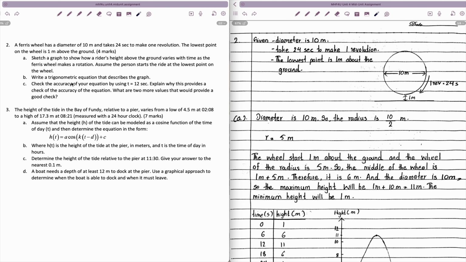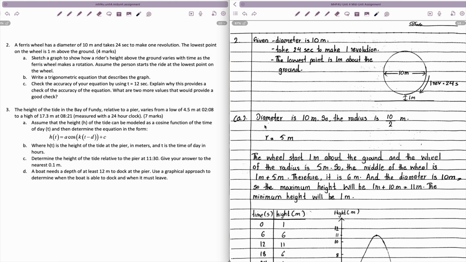For number 2, a Ferris wheel has a diameter of 10 meters and takes 24 seconds to make 1 revolution, and the lowest point on the wheel is 1 meter above the ground. So the given is the diameter is 10 meters and it takes 24 seconds to make 1 revolution, and the lowest point is 1 meter above the ground. This is the given. And number A is we'll sketch a graph.